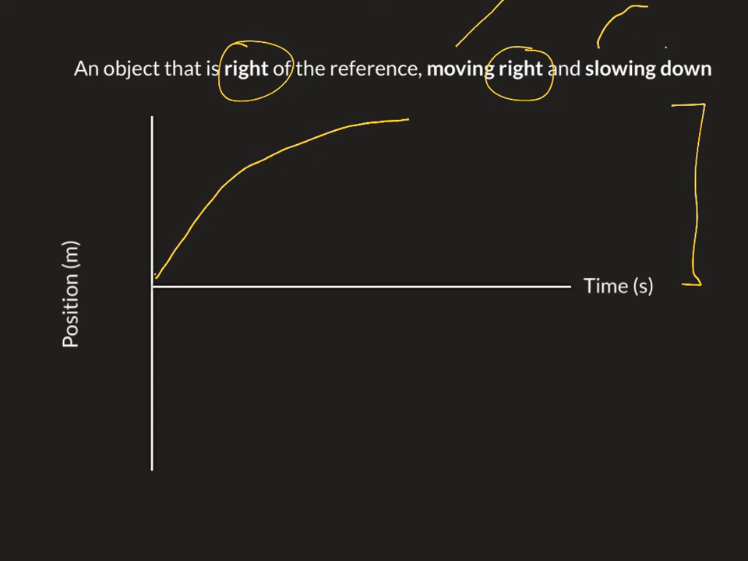It's to the right of the object because it's above the x-axis. It's moving right because it slopes upwards the whole time, and it's slowing down because the line is getting less and less steep as time goes on.